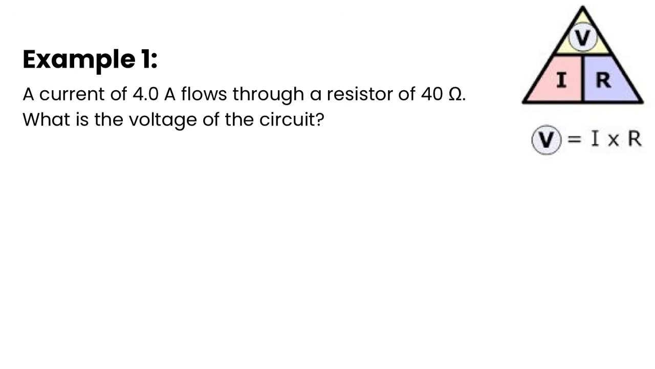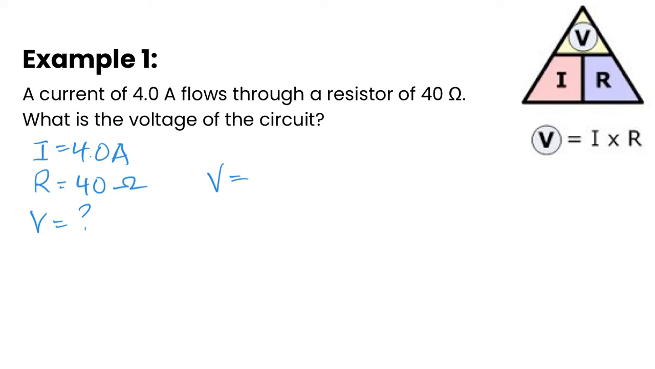So let's take a look at how this works in a problem. We've got an example here. We have a current of 4.0 amps that flows through a resistor of 40 ohms. What is the voltage of the circuit? It's always a good idea to start out by listing what we know. We know that the current I is 4.0 amps. We know that the resistance R is 40 ohms. We don't know what V is. That's what we're trying to solve for.